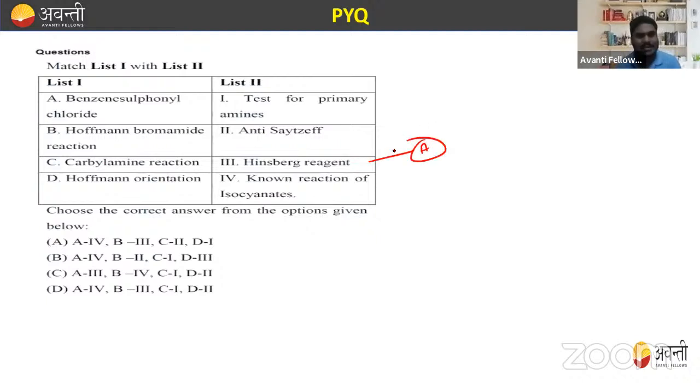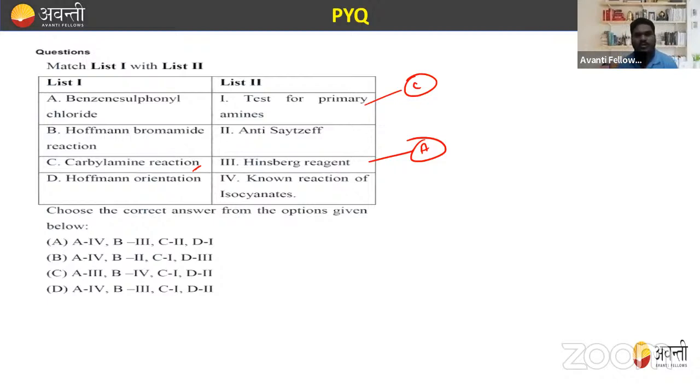Now Hofmann's bromamide degradation: test for the primary amine. Known reaction for the isocyanide, anti-Saytzeff, yet test for the primary amine. So let's see. Carbylamine reaction means carbylamine is used only for the known reaction of isocyanide. Test for the primary amine, or we say, yeah. So the carbylamine reaction is used only for the test of primary amines, right? So this is C. Now we are left with Hofmann's orientation and Hofmann's bromamide degradation.